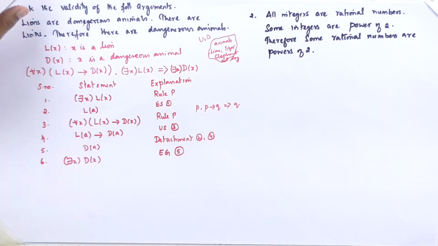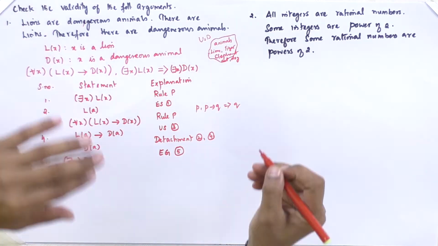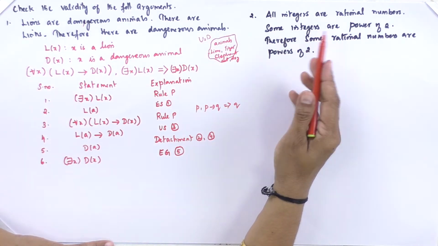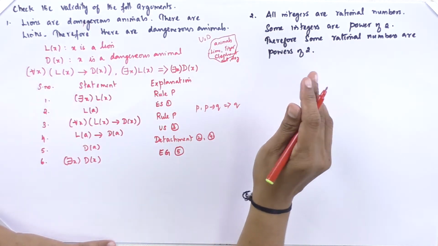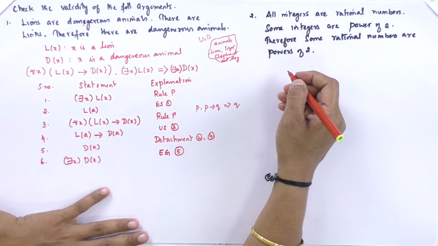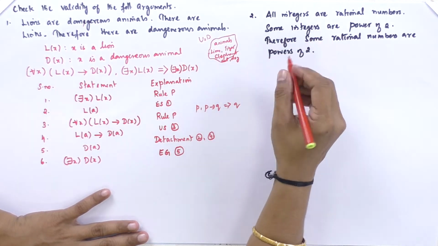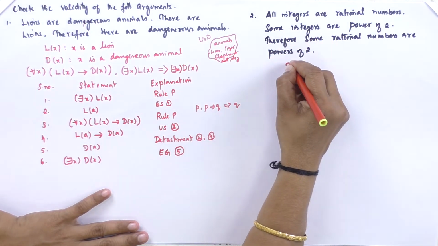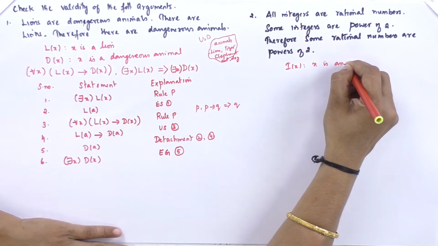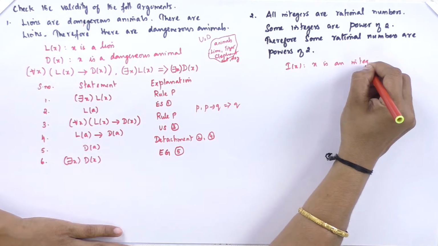So now we'll have to check the validity of this statement. All integers are rational numbers. First of all, I'll have to identify the keywords. All integers: I of x represents x is an integer. Fine, good. X is an integer.